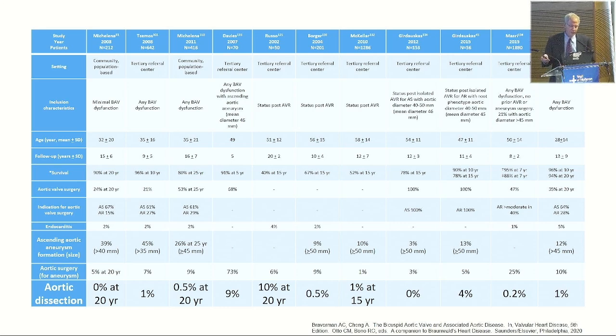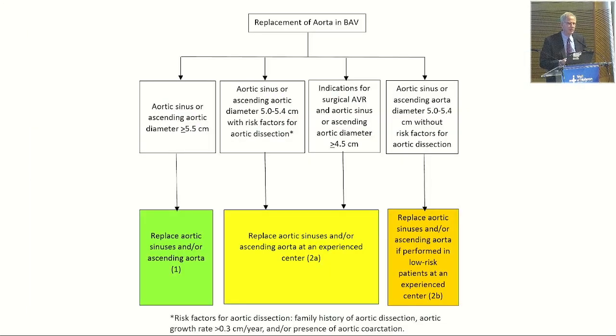And you can see some of the papers here that we listed in this article have very high dissection risks. Of course, those are special populations, again, with larger aortas and tertiary referral centers. So the ACC/AHA guidelines incorporated this information and is consistent with current practice that an aortic diameter of 5.5 centimeters or greater is large enough to recommend a prophylactic replacement of the sinuses and or ascending aorta for appropriate candidates.